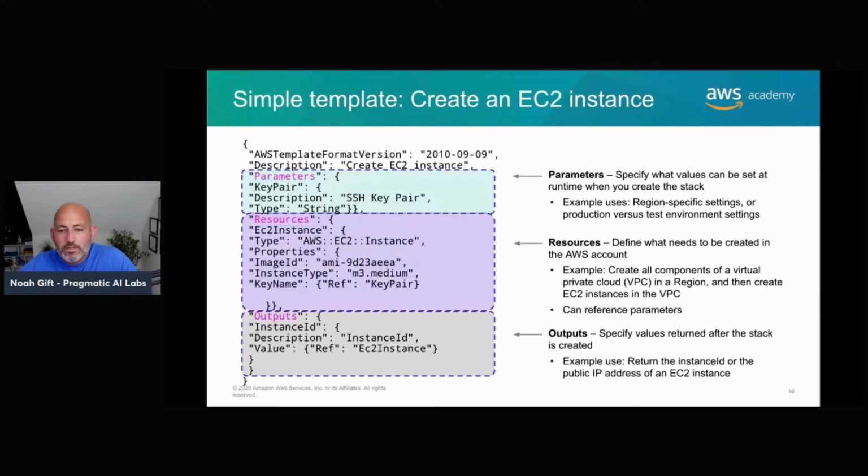So here's a good example: create an EC2 instance. You would have parameters, and this is where you would specify what values can be set at runtime. You would have resources. These are the resources that you're going to refer to in your CloudFormation template, like, for example, an AMI or an instance type. And then the outputs are the things that are going to be returned when it's created. So, for example, the instance ID is unknown until you create it, so you would maybe return that back out.